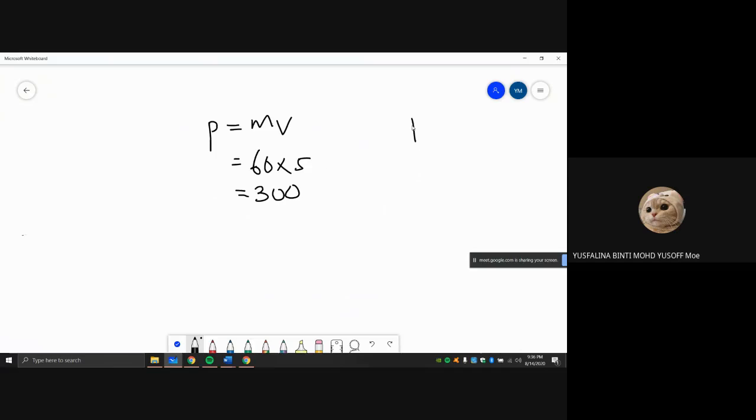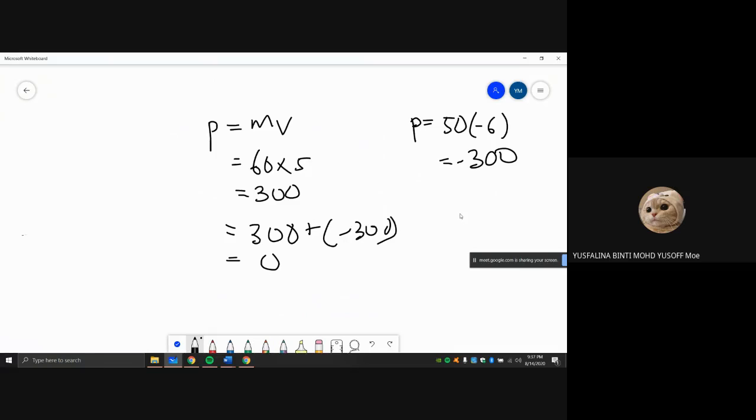For the boat, the mass of the boat is 50, but the velocity is negative 6, so you get negative 300. The question asks you to calculate the total momentum, so you have to add these two momenta. How much do you get? You get 0. So the answer is 0.